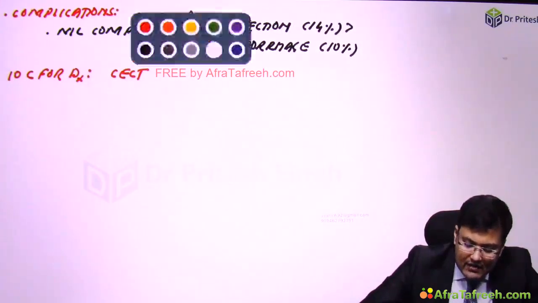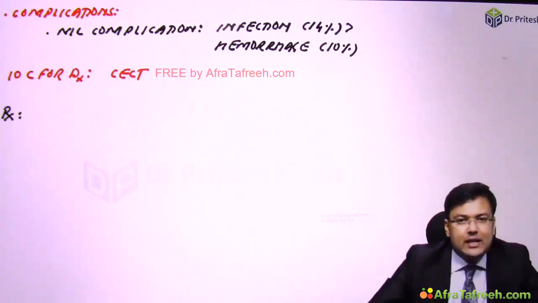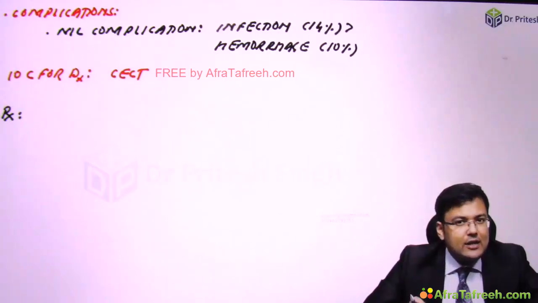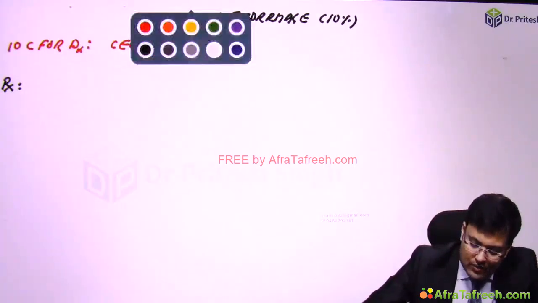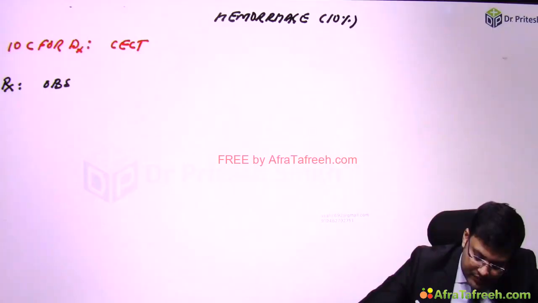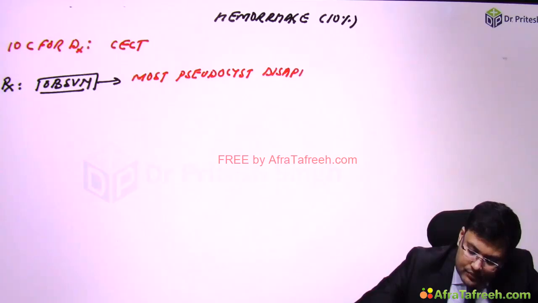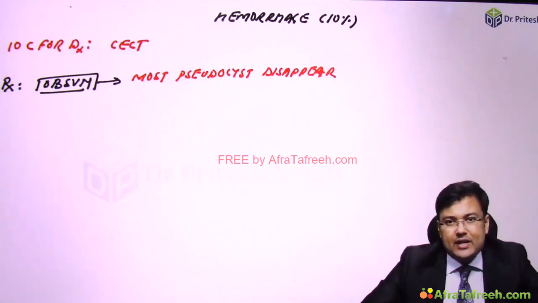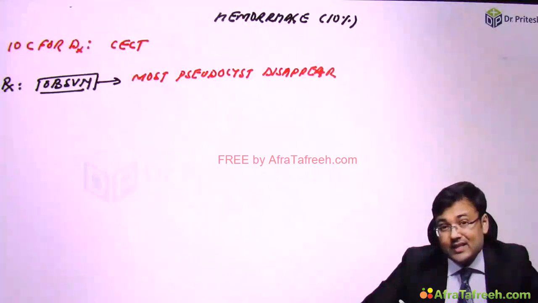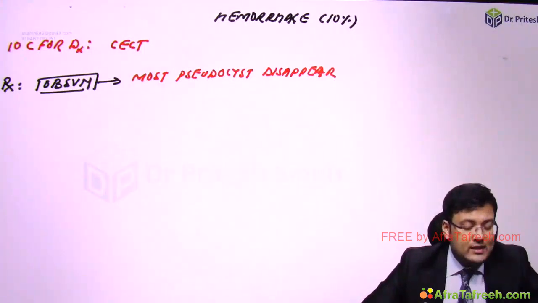Diagnosis is done. After that, treatment. See, in the majority of cases, the size of the cyst is small and it disappears spontaneously. So what is done? Only observation. We have to go for observation only. Why? Because most pseudocysts disappear. So question, what are the indications of surgery if the cyst is going to persist? For what duration? More than 6 weeks.